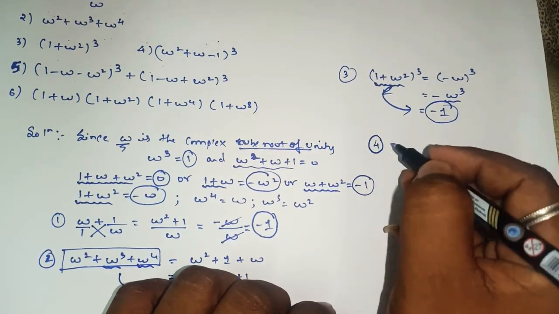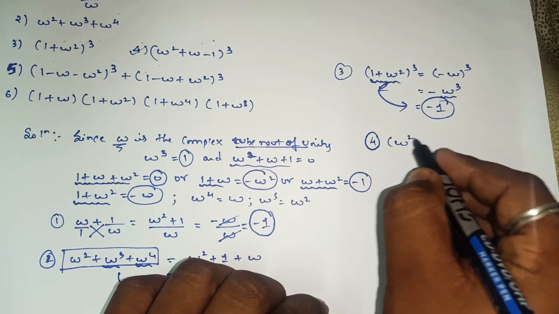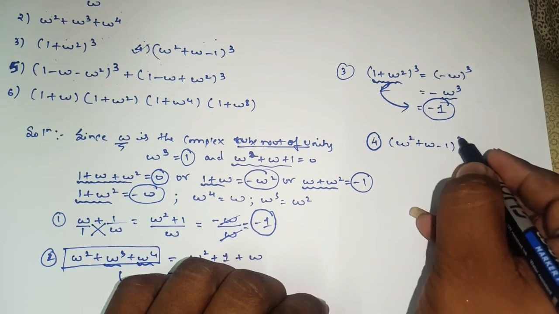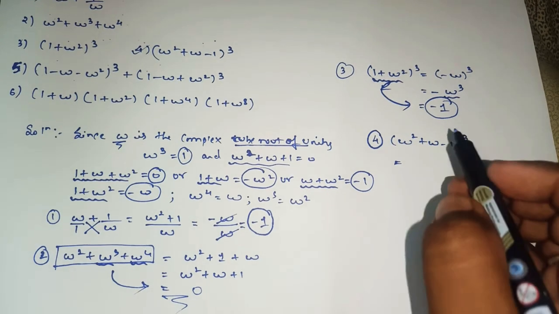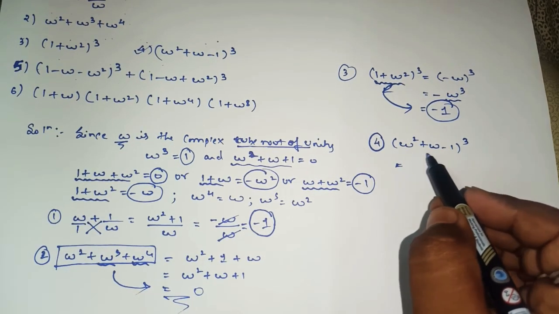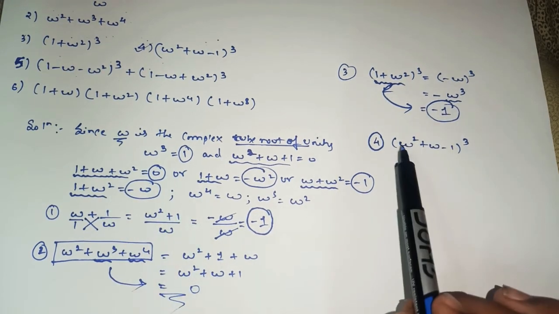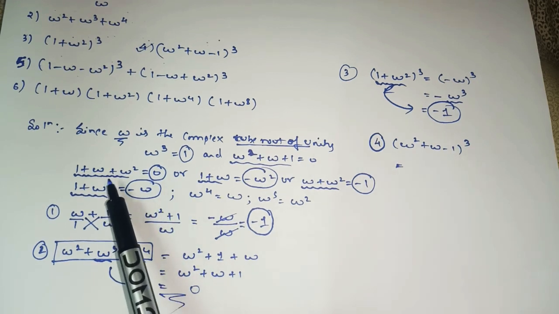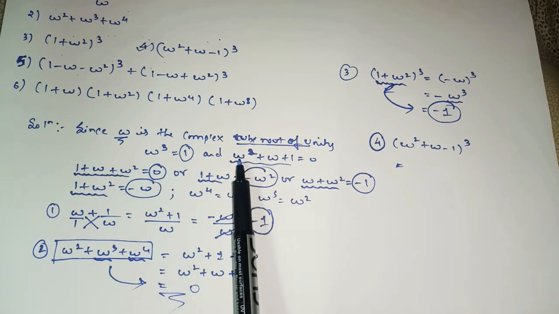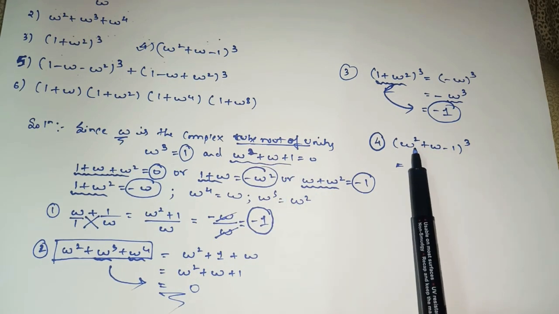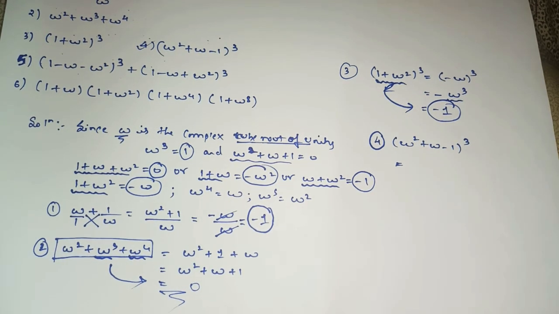Let's take one more sum, that is question number four, which says (w square plus w minus 1) the whole cube. Now we have to find the answer for this part. First we'll check whether we have a direct value for w square plus w minus 1. Can you see a ready-made value for w square plus w minus 1? No, we cannot see it anywhere in this zone. We have the formula for w square plus w plus 1, but we don't have the formula for w square plus w minus 1. So for this sum we have to think in a different way.